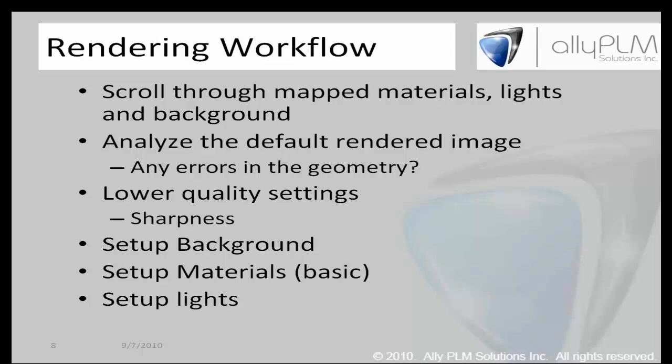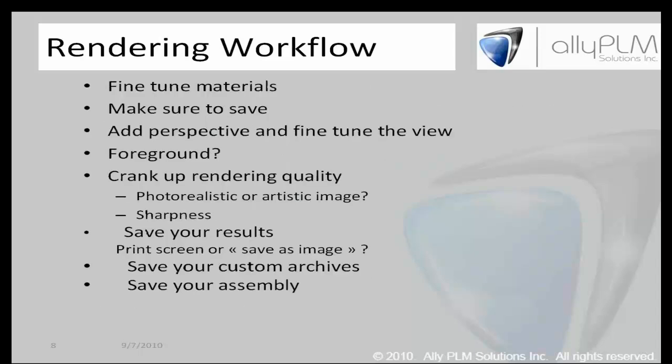And then before you start adding things, lower your quality settings. Turn off the anti-aliasing, lower your shadow quality just so that your renders will be quicker. So once you lower your settings, you want to go ahead and set up your background and then set up your materials, just basic materials, so all the different parts. Just drag and drop from the library onto them. You can go back and edit them later and how shiny you want them to be and everything. And then go ahead and figure out what kind of lighting you want and apply that as well.